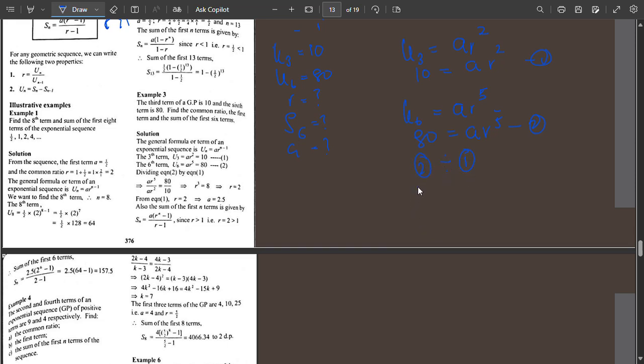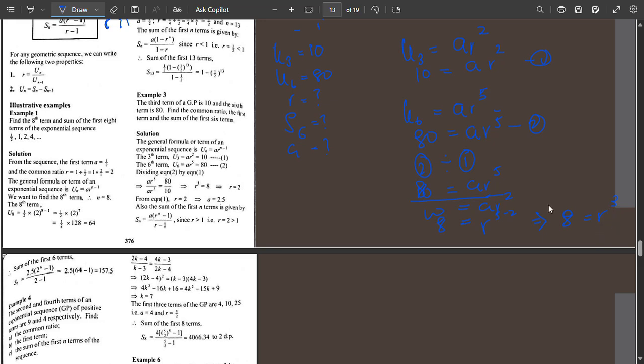80 is equal to AR exponent 5, divided by 10 is equal to AR exponent 2. What will happen here? 80 divided by 10, we get 8. A divides A, we get 1. And then when the R's divide, we get R exponent 5 minus 2. You know this, this is indices. So in the end, we get 8 is equal to R exponent 3.